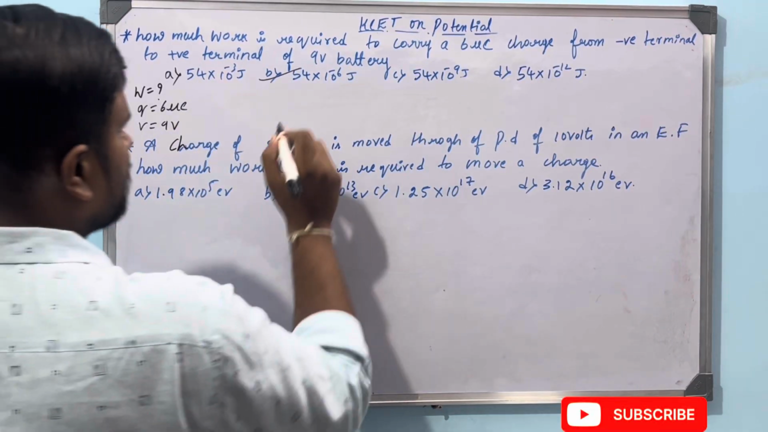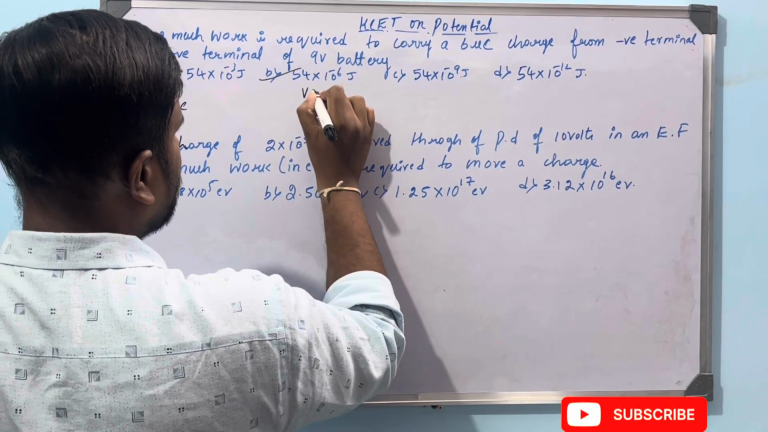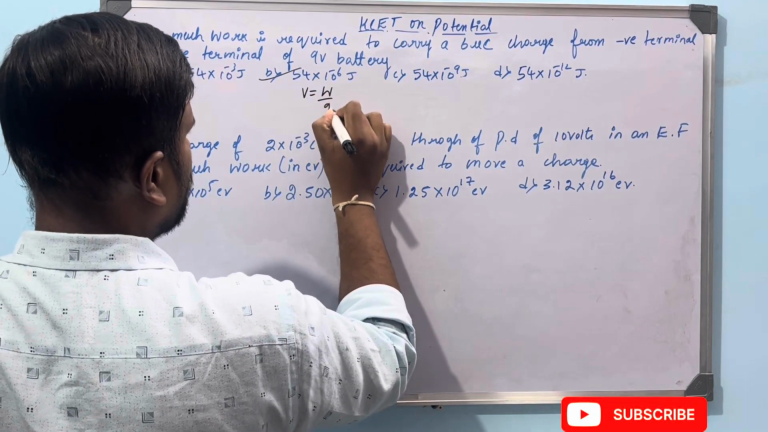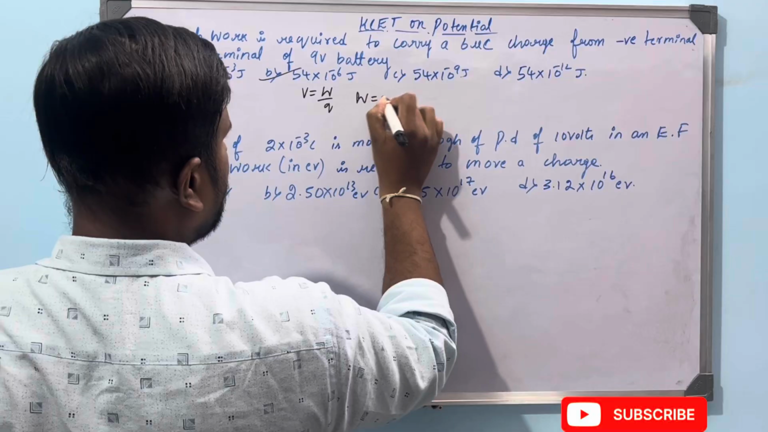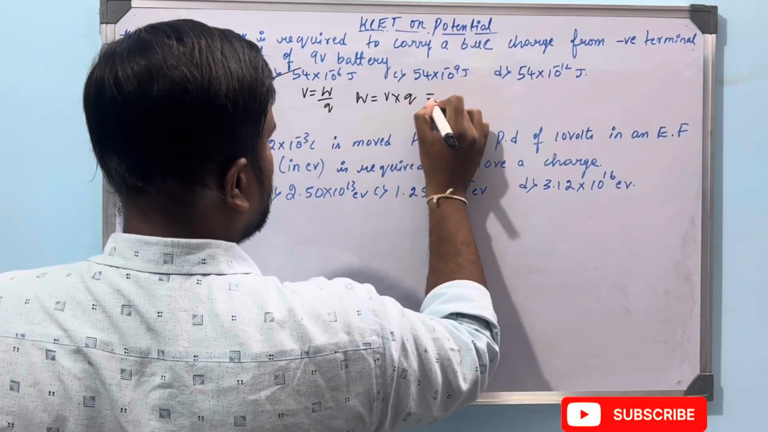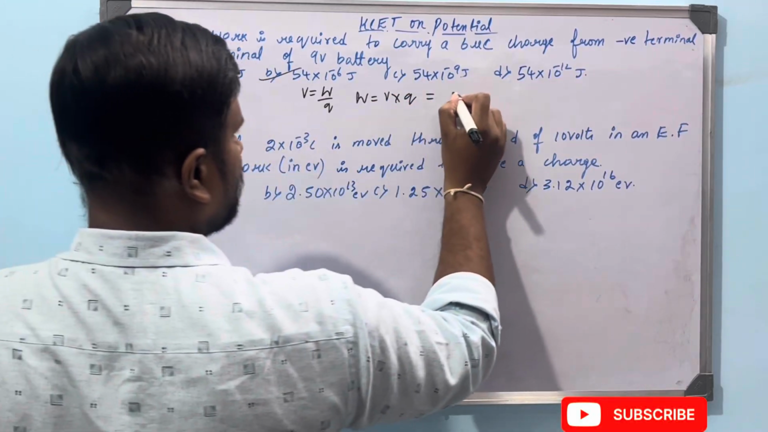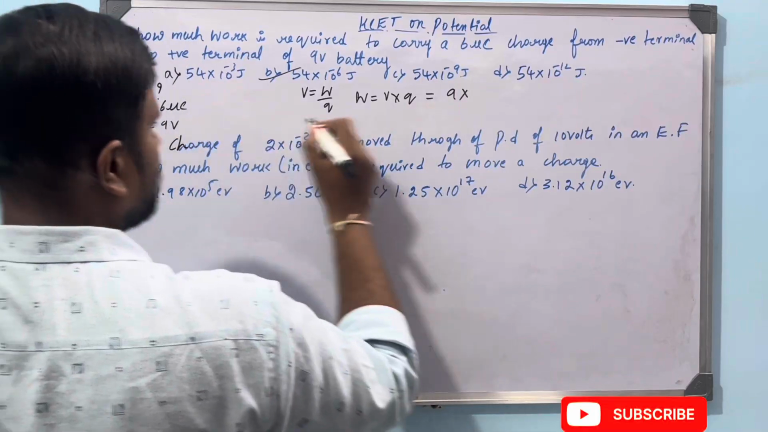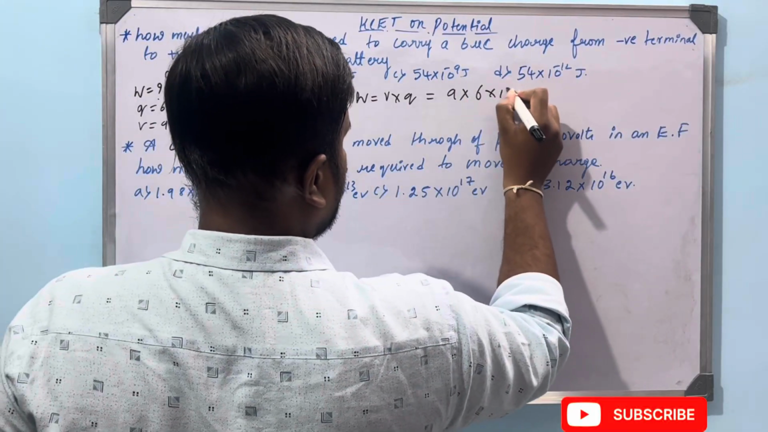We know that potential in terms of work done is given by V is equal to W divided by Q. From here I need to calculate W, which becomes potential into charge. The potential is 9, multiplied by the charge value. 6 micro means 6 into 10 to the power of minus 6.